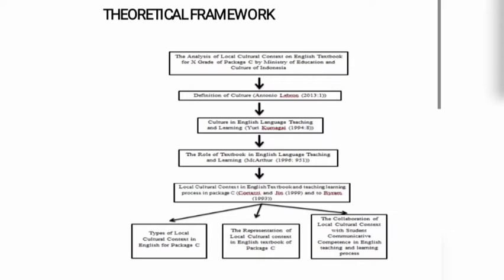By the supportive quotations, there are three main discussions. The first is the types of local cultural context in English for Package C, and then the representation of local cultural context in English textbook of Package C, and the third is the collaboration of local cultural context with student communicative competence in English teaching and learning process.